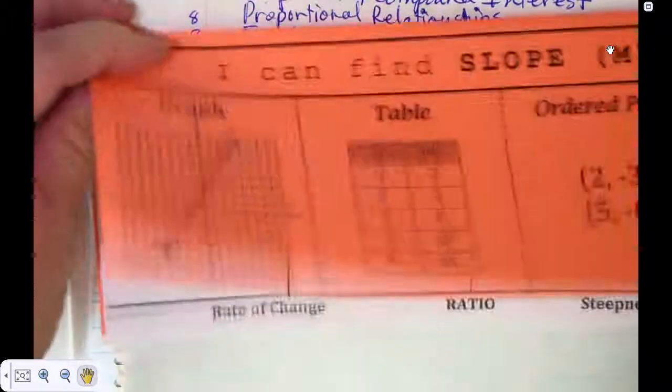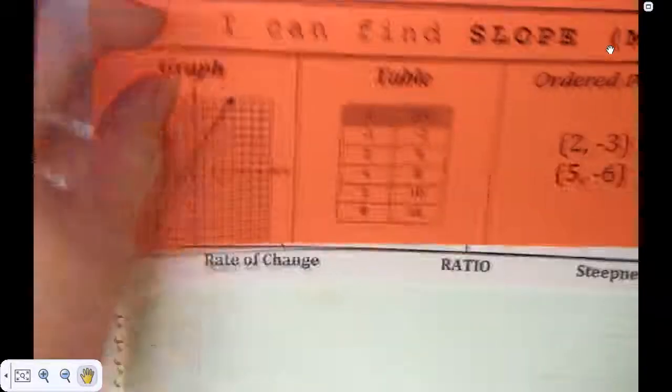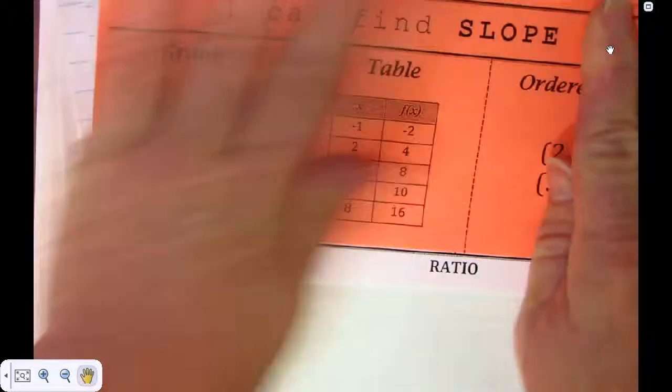You're going to glue the white on top of the orange and then fold it down and put it on page 9 in your spiral. You'll have to do it sideways.